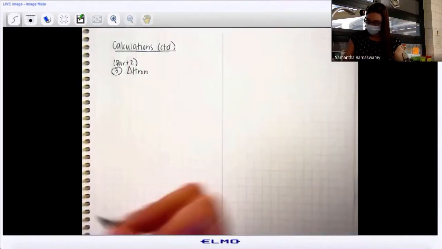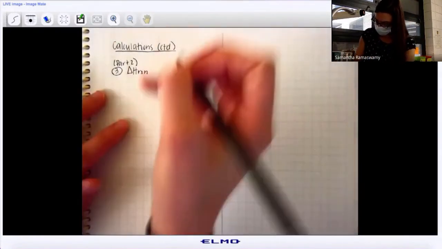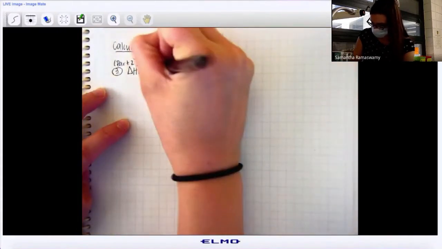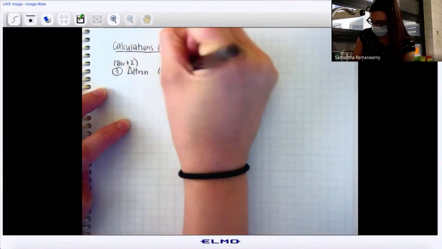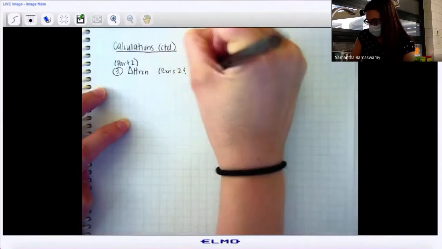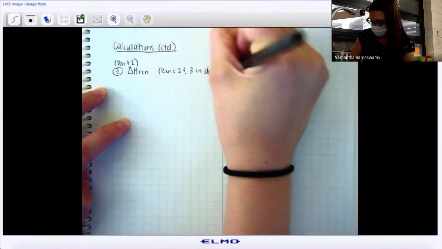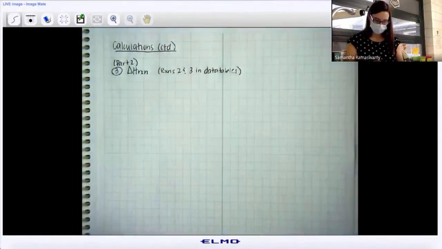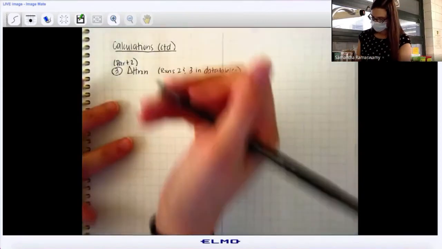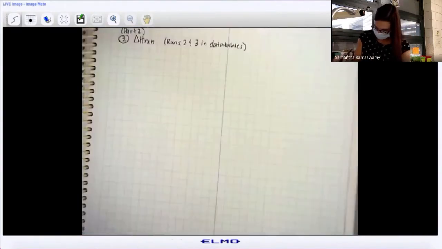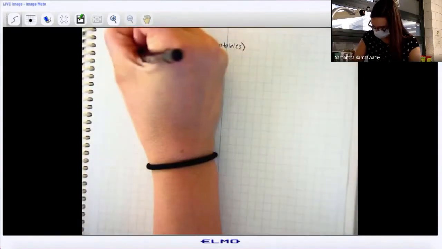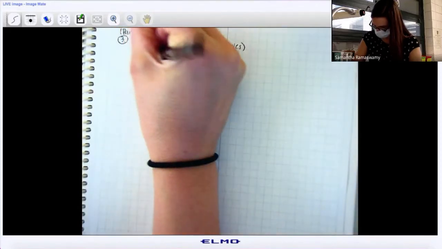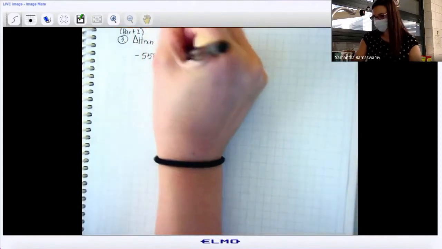As we're looking at reaction 1, I am going to put reactions 2 and 3 in parentheses in the data tables. So I'm just going to show reaction 1. That's all you have to show, just one sample calculation. I already forget what we got for Q. Hold on. So for Q, we got negative 5,580.876 joules. That was our Q value.